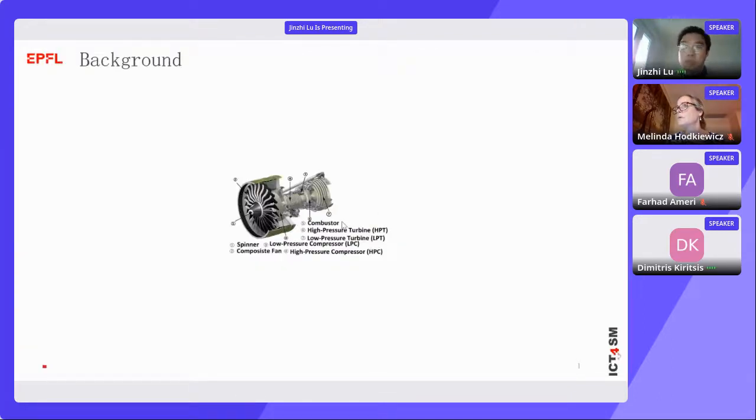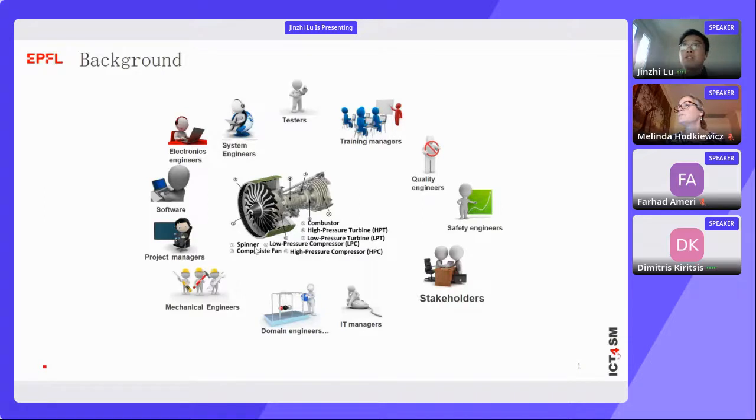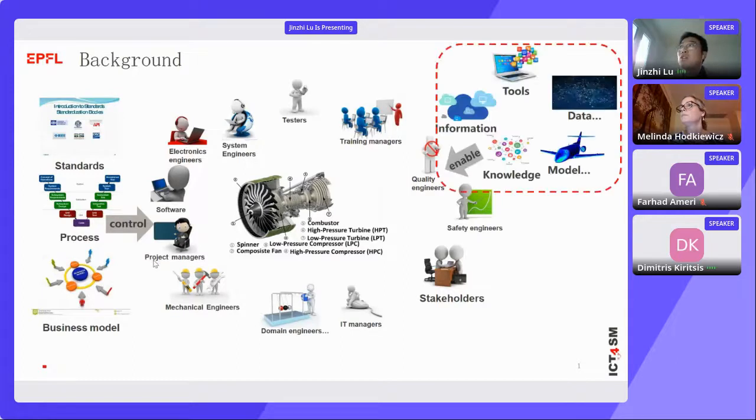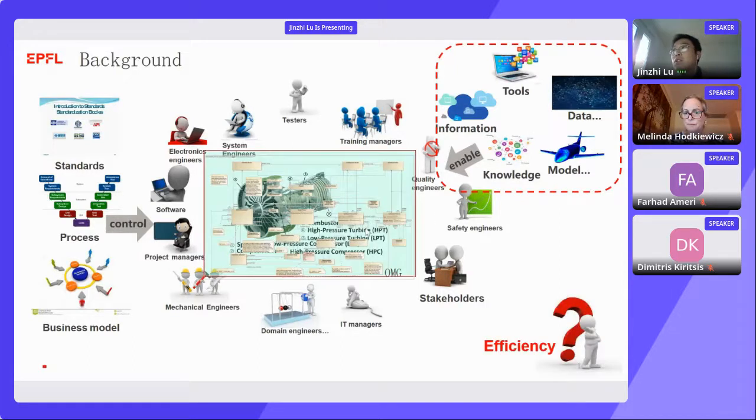If we want to develop a complex system, for example, the aircraft engine, we will have different stakeholders across the whole life cycle. Also, we need standards, processes and business models to control the whole system development process with all the stakeholders. But we also need different enablers for each development process, for example, information, data, models and knowledge. So how to integrate all this information together is a very challenging thing in current industries.